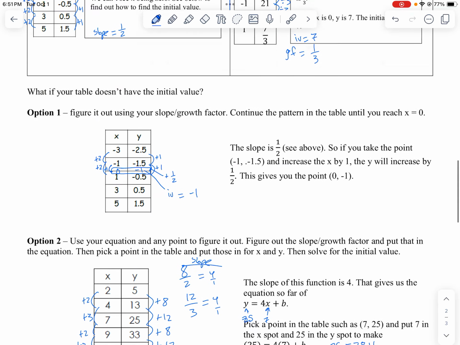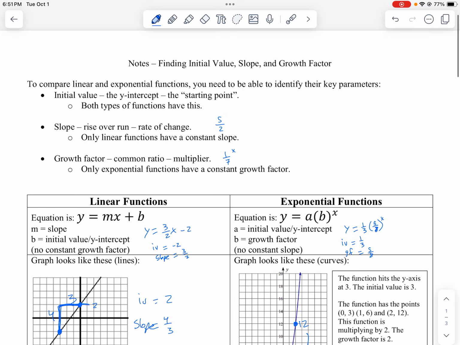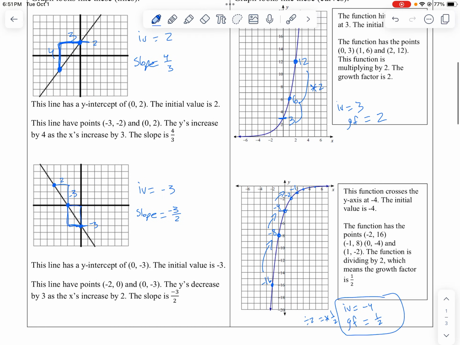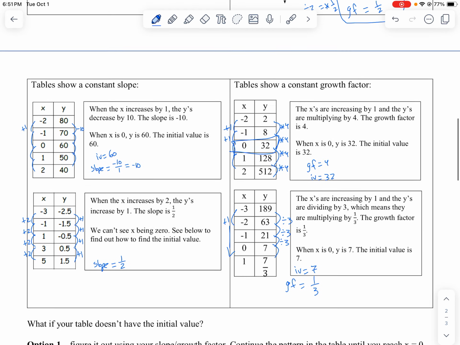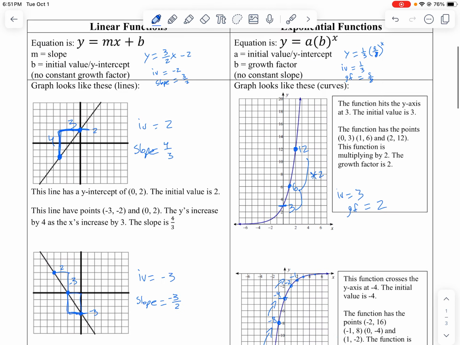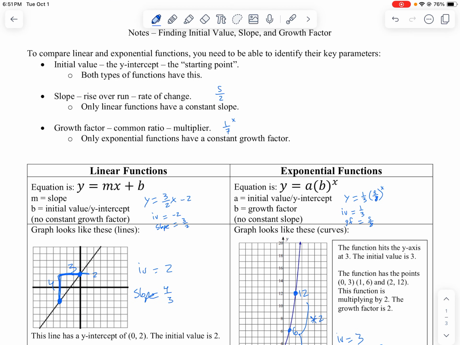And so hopefully this little overview of what's going on with the equations themselves, with the graphs, and how to find initial value and slope and growth factor, and all three of these different representations, helps you out with the practice sets where you're getting used to it.